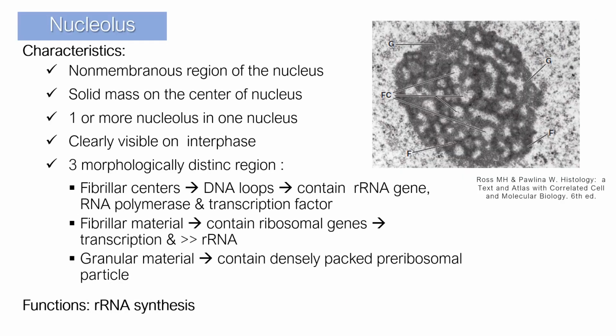The nucleolus is a solid mass in the center of the nucleus. One or more nucleoli can be found in one nucleus. It is clearly visible in interphase. The nucleolus is a non-membranous region of the nucleus that surrounds transcriptionally active ribosomal RNA genes. It is the primary site of ribosome production and assembly.